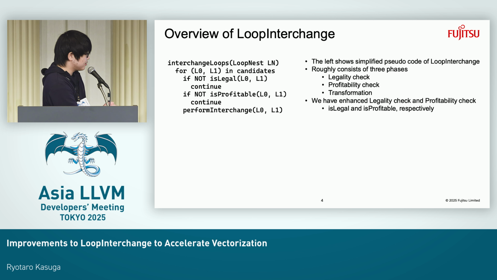Loop interchange aims for an optimal order of loops by repeatedly swapping 2 loops in a loop nest. Each pair of 2 loops is exchanged if we can prove it is safe and we consider it beneficial or profitable for some reason. So to enhance vectorization by loop interchange, we must improve both the legality check function and the profitability function. From here we talk about what we worked on for both functions.